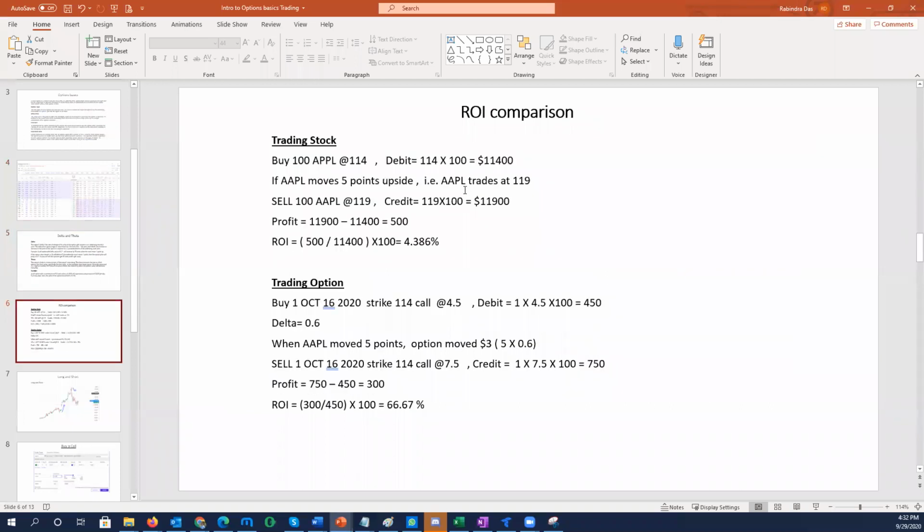Now a little bit of comparison, ROI comparison. Why you have to trade options rather than stock. Let's say the example I was calculating today. If you buy 100 Apple shares, right now it is trading at 114. How much did you pay for 100 shares? 100 times 114 is 11,400 you pay.